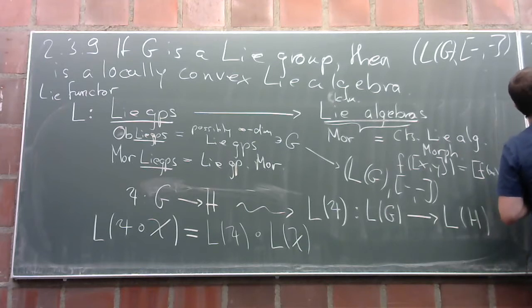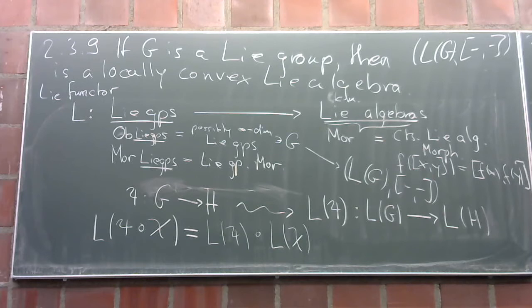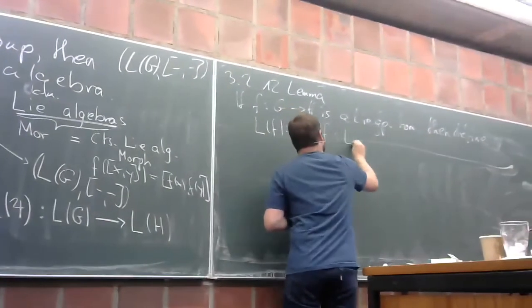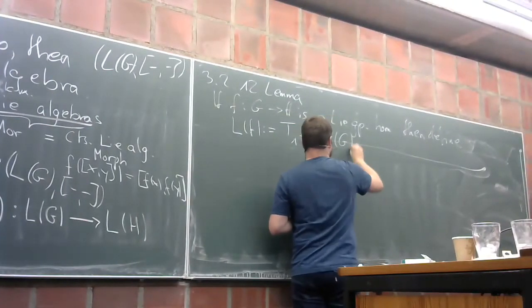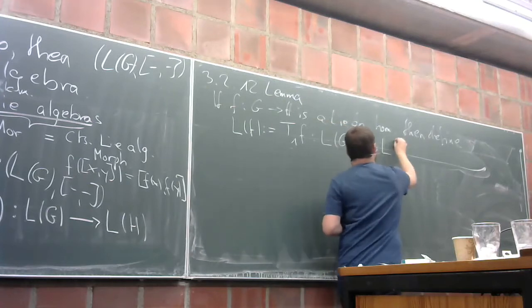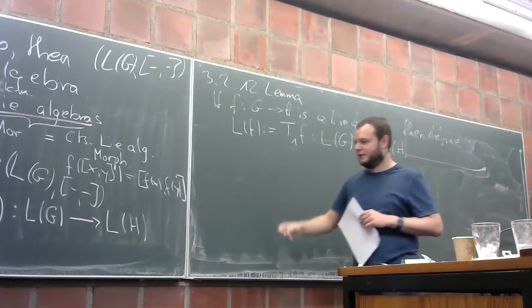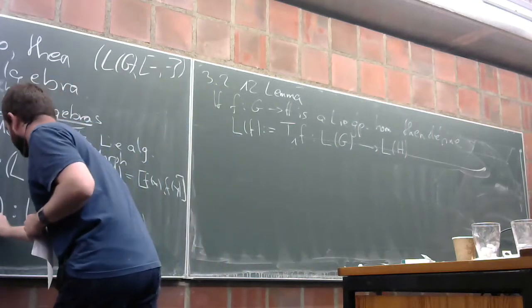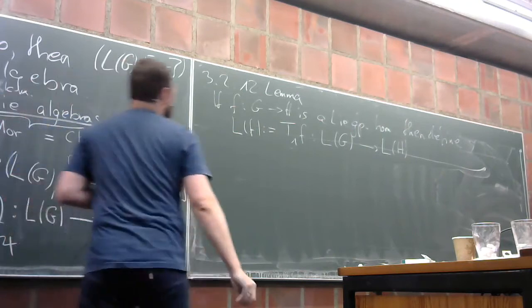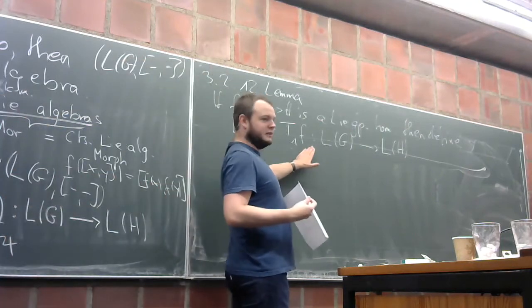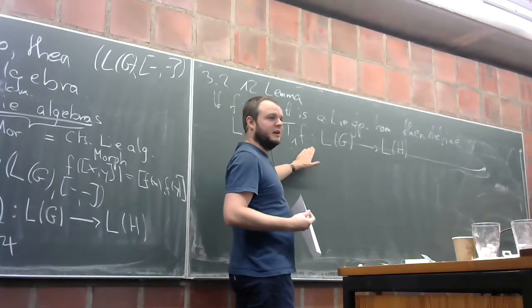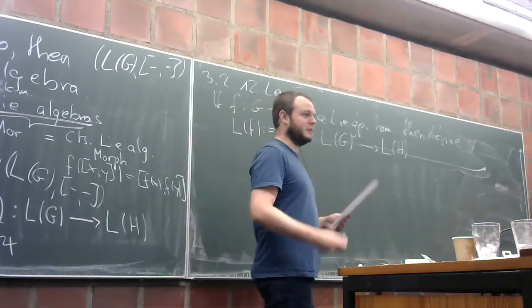So if f is the group homomorphism, then we define L of f as the tangent map at the identity of f. This is then, of course, the tangent space at the identity of G, so the Lie algebra of G, and it goes to the Lie algebra of H. So this will be the result of what the functor is giving us. This is T1 of f. Since f is smooth, this is a continuous linear map. Check, this is good. What we don't know yet is whether it respects the Lie bracket, and this is something we need to prove.